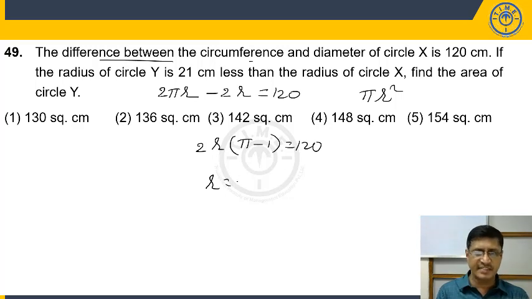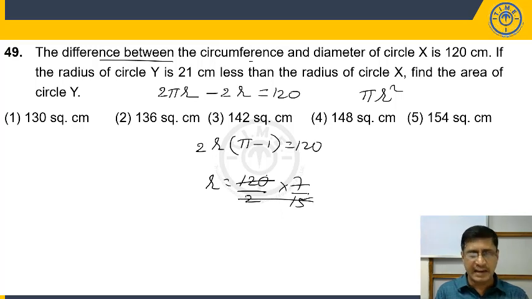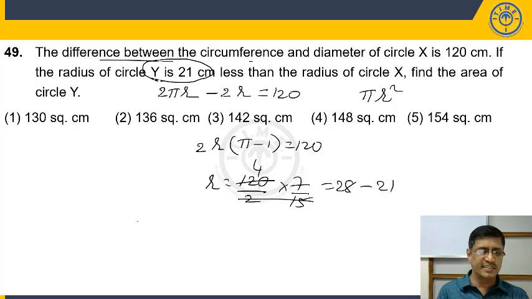So when you take the other side, what is the result? 120/2 into 7/15. Now simplify this. 2 into 15 results in 30. 30 goes exactly 4 times. The value of r is 28. The radius of circle y is 21 less, means subtract 21. So the radius is 7. The circle y radius is 7.